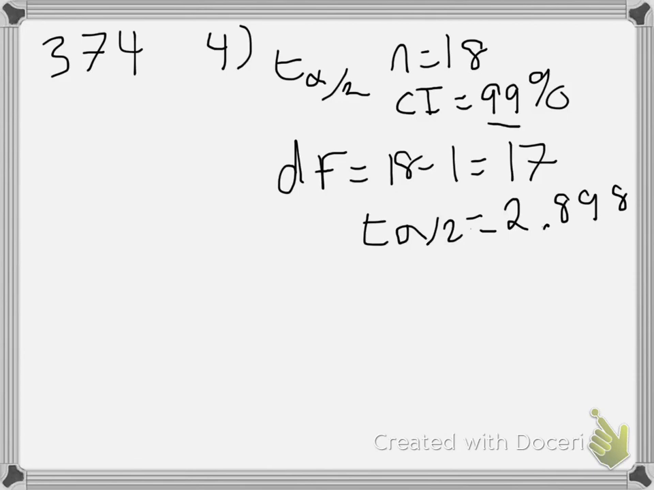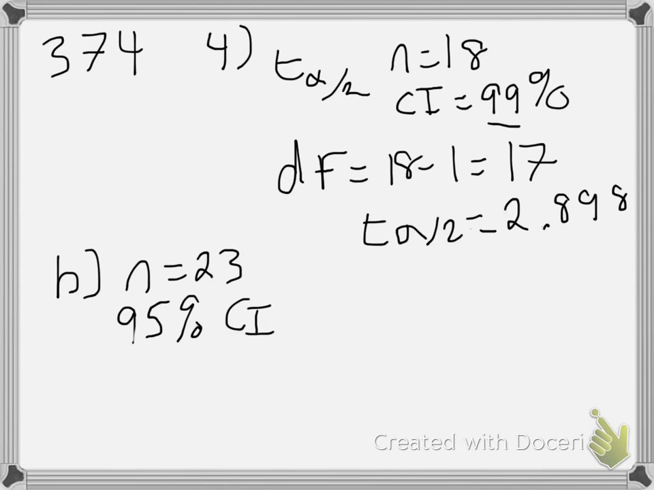Does that make sense? Hope so. What about B? For part B, you are given n equals 23 and a 95% CI.